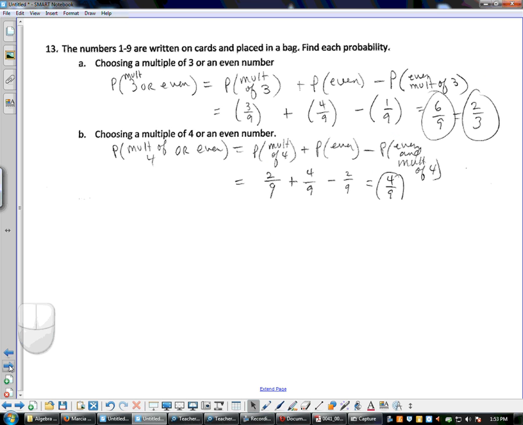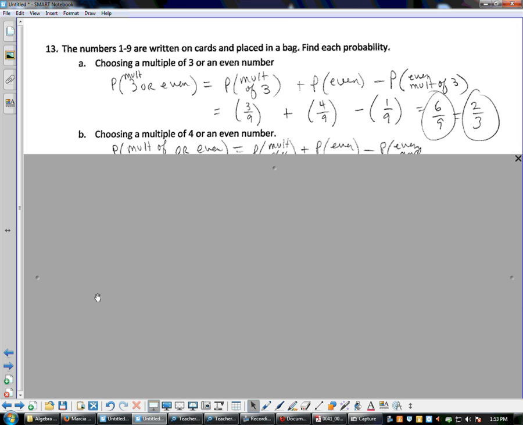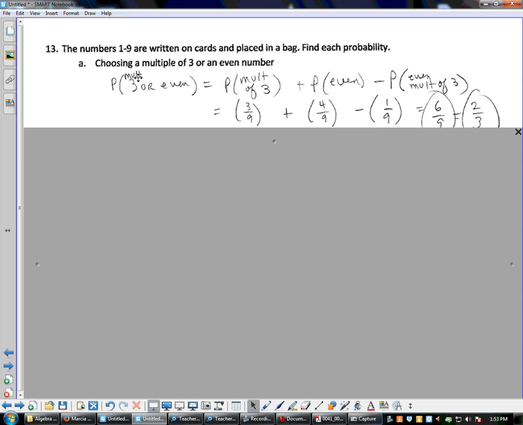Let's take a look at number 13. It says the numbers 1 through 9 are written on cards and placed in a bag. Find each probability. The probability of choosing a multiple of 3 or an even number. Well, the probability of choosing a multiple of 3 or an even number is going to be the probability of choosing a multiple of 3 plus the probability of choosing an even minus the probability of choosing an even multiple of 3.